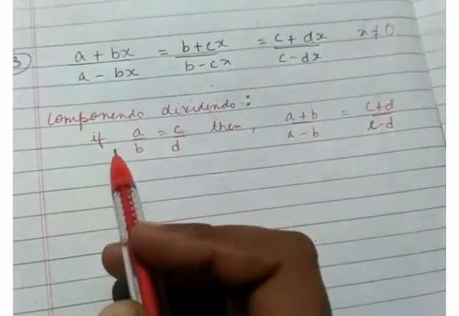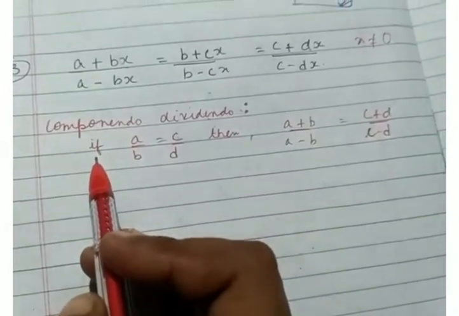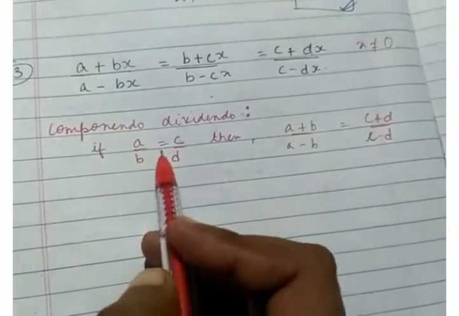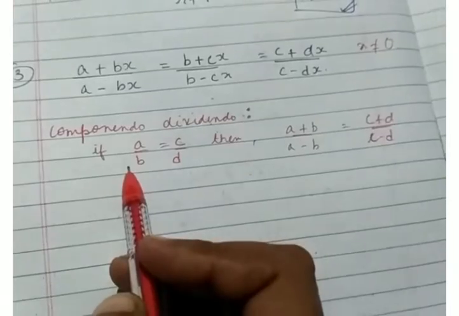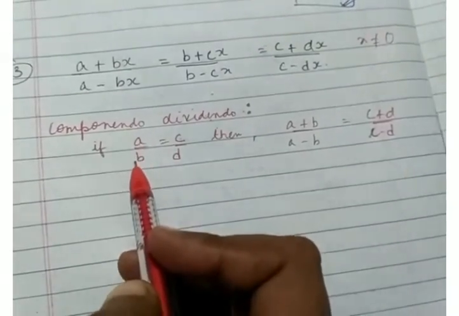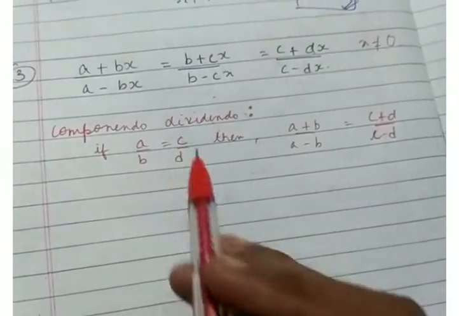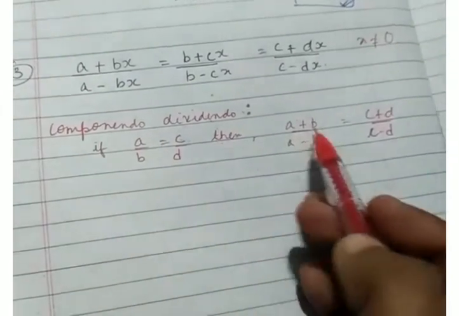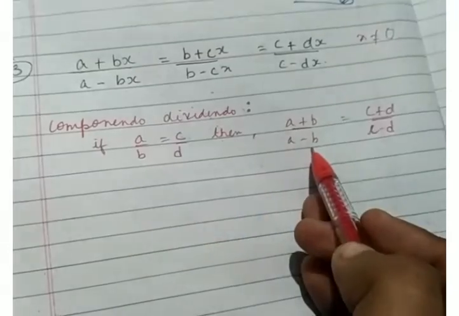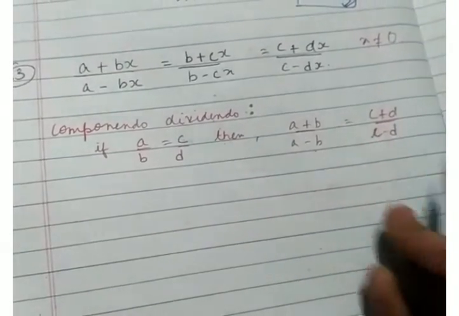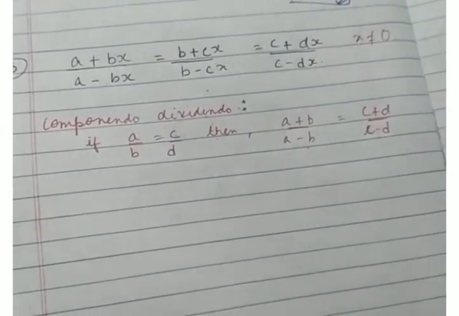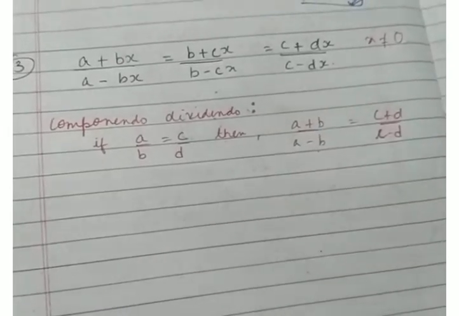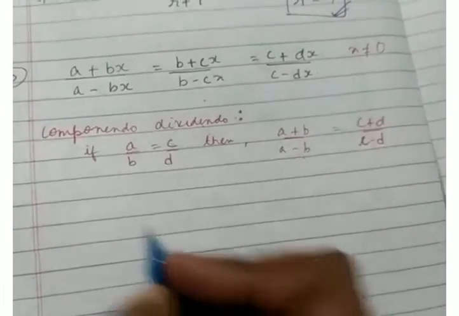According to this method, suppose we have two fractions, the first fraction is a by b, the second is c by d, and they are equal. Then if we apply the componendo dividendo rule, we have a plus b upon a minus b equals c plus d upon c minus d. So we are going to use this rule in order to solve this question.